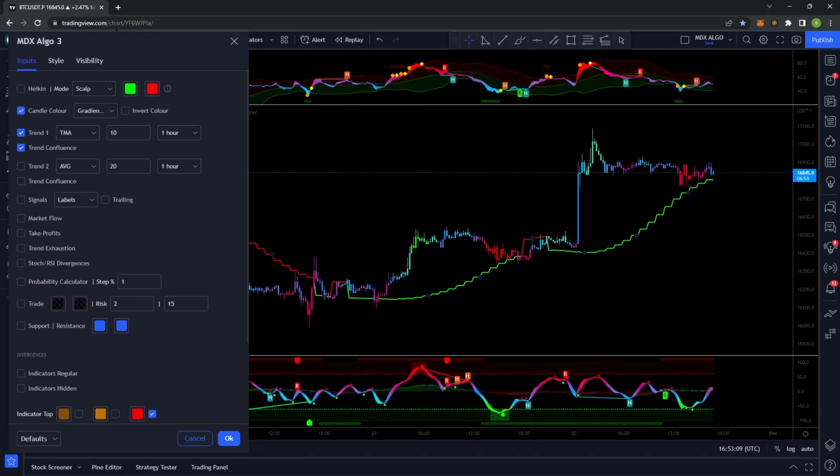So to start things off, if you're like me and you just use regular candles on your charts, make sure you don't have the Heikin-Ashi box checked here. If you do use Heikin-Ashi candles, make sure you check this. It does change things slightly with the signals, so do keep that in mind. Here we can change things from scalp to swing settings, and I'll show you in a little bit what that will do. Candle color, like I said, we have a few different color schemes to choose from.